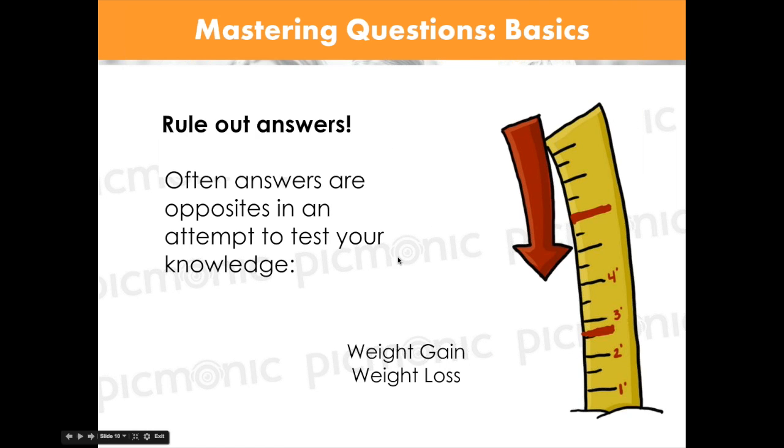The next thing is ruling out answers. So, there's a psychology to answering test questions or any kind of questions, and that's you can usually rule out answers. So if you have things that are opposites, like you have two choices, weight gain and weight loss, it's very rare that both of those would be the answer choice. It's very often that one of those is a correct option. So if you had a select all that apply and there's a weight gain and a weight loss, well, only one of those can be correct.